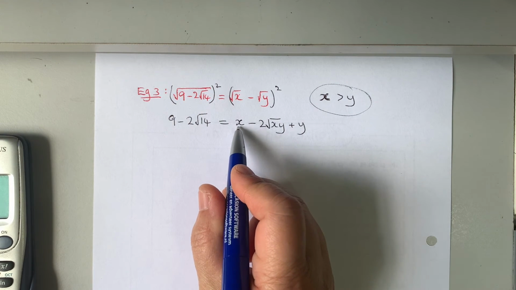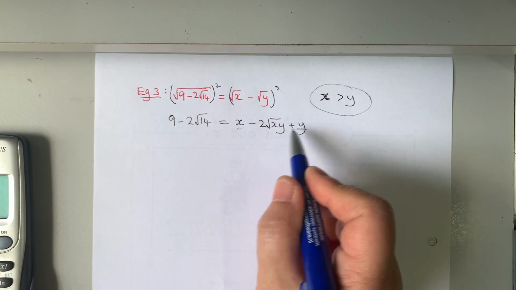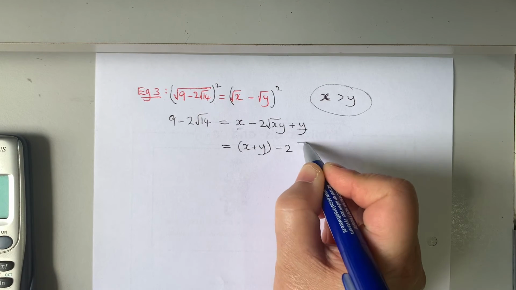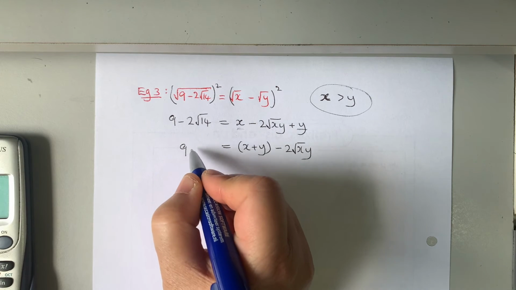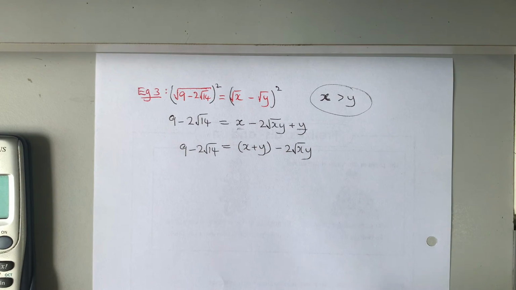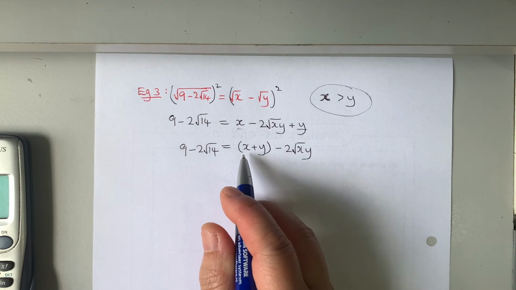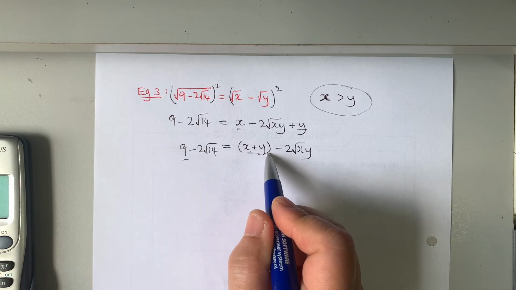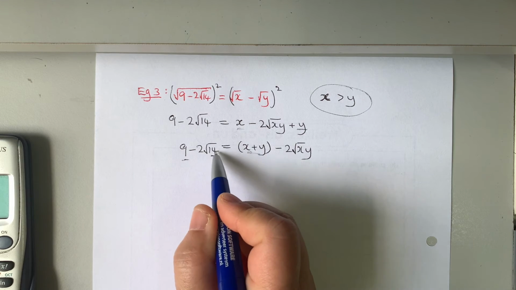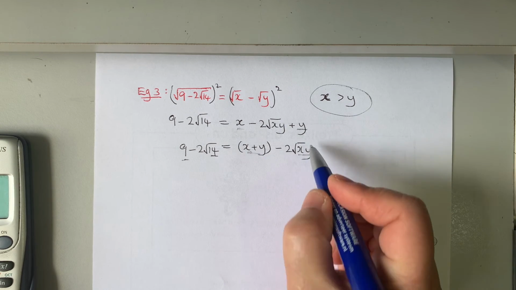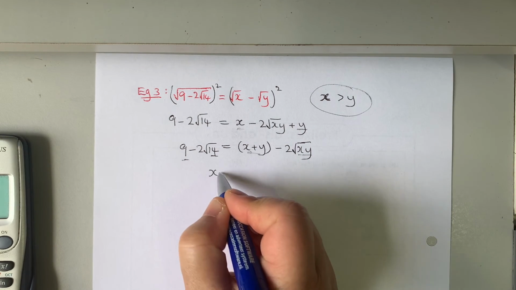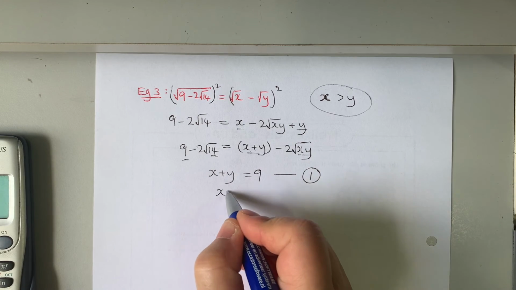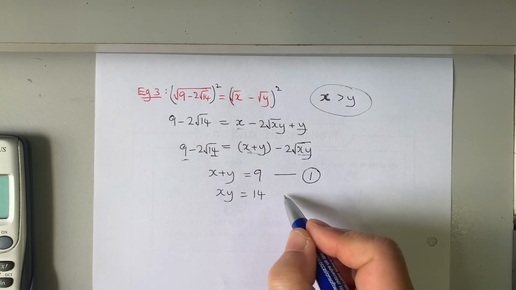Right, so now let's put the whole number bits together on the right hand side. So that will be x plus y, take away 2 root xy, that's equal to 9 minus 2 root 14. So as usual, we equate the parts of the expressions, so that 9 has to be equal to x plus y, and that 14 inside the square root has to be equal to xy inside that square root. So x plus y is equal to 9. I'll call that equation 1, and xy has to be equal to 14. That will be equation 2.